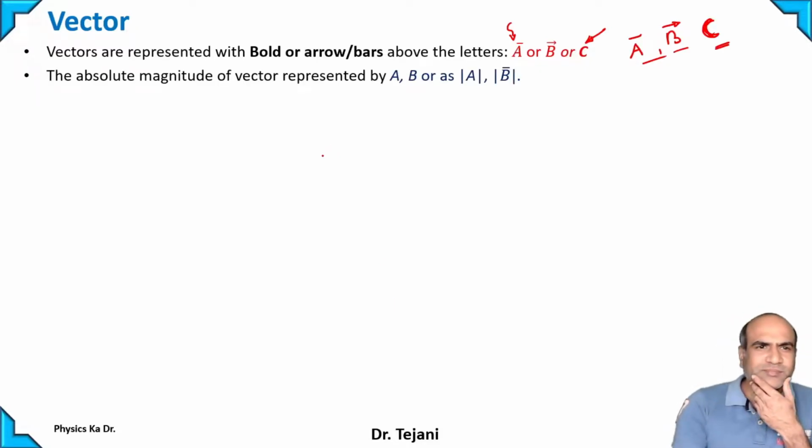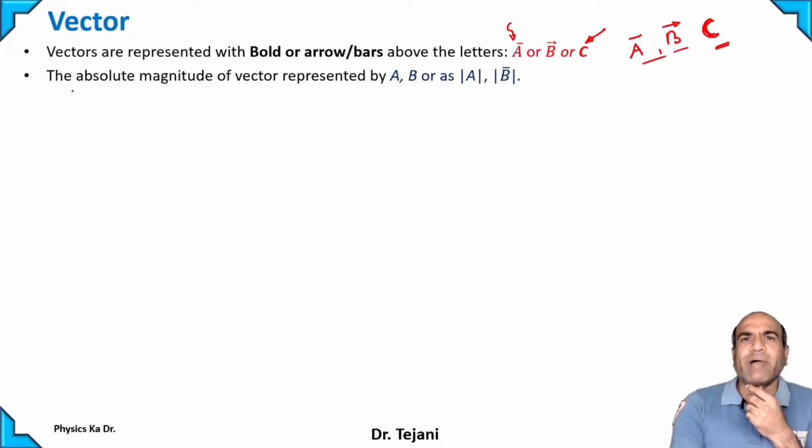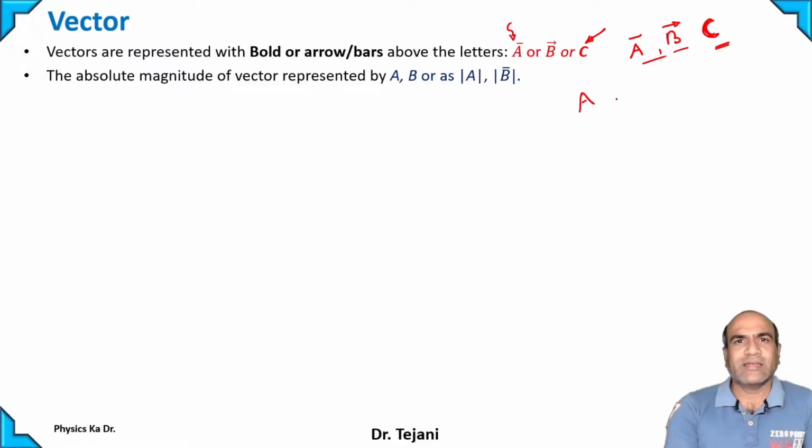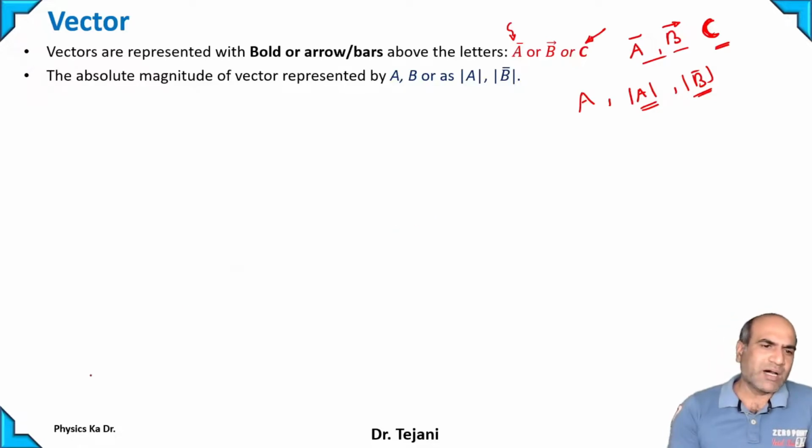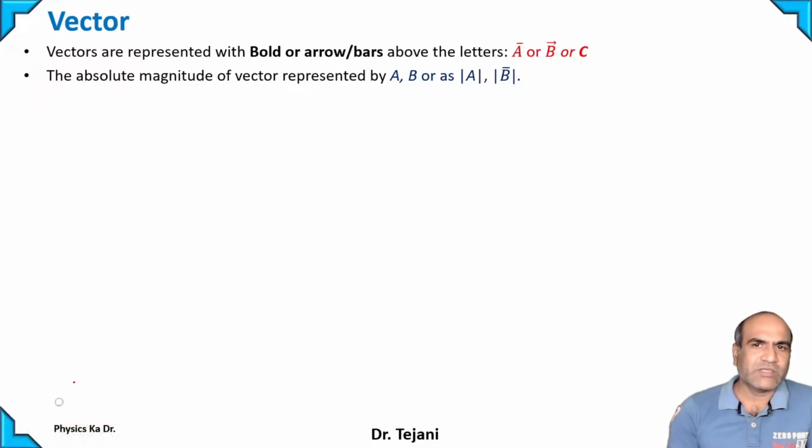Next is the absolute magnitude of a vector. That means if you are talking only about magnitude, it is represented either by the letter A, or we can use the mode of A. These two lines are known as mode, or you can have mode with the bar symbol also, that can be utilized.